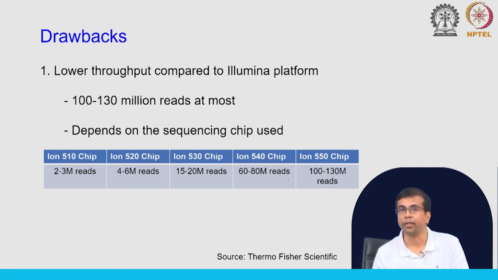One of the things you will notice is that the maximum we can get is 100 to 130 million reads, and this is much less compared to the Illumina data that we have seen. We have seen some statistics for Illumina where you can get billions of reads, and here it is only about 100 to 130 million at most.